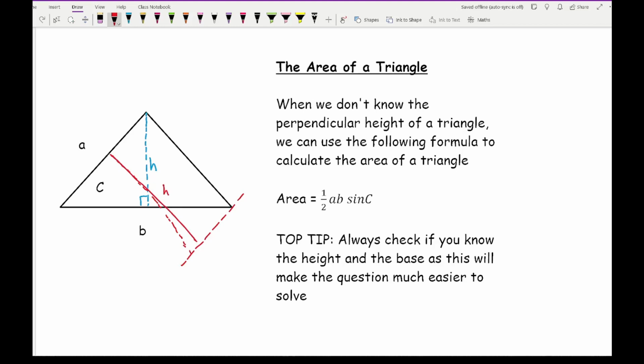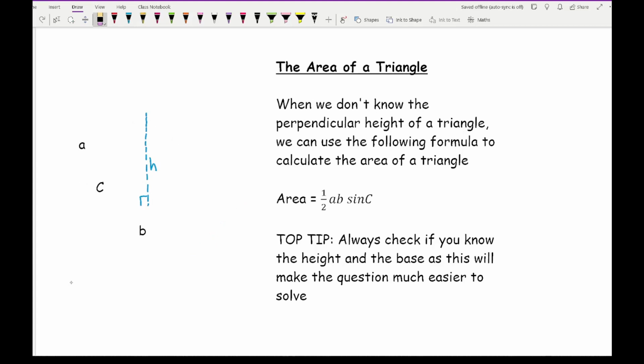I'd just put that H there, and if the other side was the base, then again I'd be drawing a perpendicular line. That's why it's called the perpendicular height. So if I know the height of the triangle and a base, then all I need to do is half base times height, or base times height divided by 2, whichever floats your boat, and I'd use that. However, if you're not given the height, then the formula to work out the area of the triangle is to use this formula here.